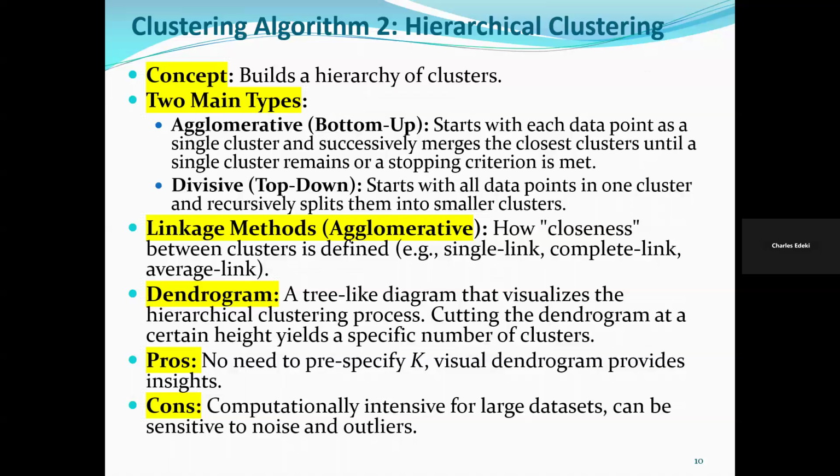As we said, with agglomerative, in the beginning we assume each data point is a cluster. With divisive, top down, we assume all the data points are one cluster, then we start to break it. With agglomerative, we start to combine or merge. So the K problem is solved. And also we can visualize the dendrogram, which provides insight as well.